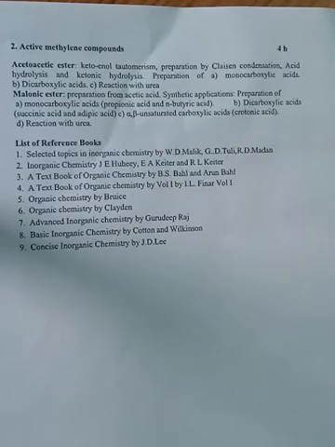The next chapter in the 5th unit is active methylene compounds. In this chapter, first of all, we learn what is meant by active methylene compound. Generally, all of us know that the CH2 group is called the methylene group. If this methylene group is flanked by 2 electron withdrawing groups, then it is called an active methylene compound. In this lesson, first of all, we will learn the definition of the active methylene compound by taking 2 examples, that is acetoacetic ester as well as the malonic ester, to explain the active methylene compounds.